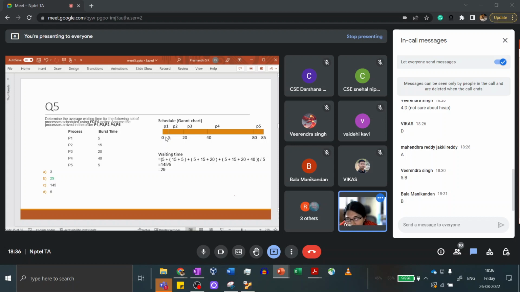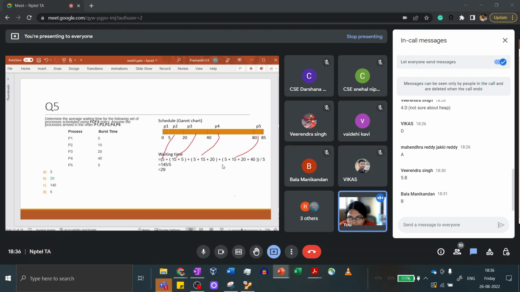So for P1, there is no waiting time because it arrived and it started executing. Whereas for P2, there is a wait time of 5. Okay, so this 5 is the wait time for P2. Similarly, for P3, it has to wait for P1's execution plus P2's execution, which is 5 plus 15. And for P4, it had to wait for all these three. So 5 plus 15 plus 20. And for P5, it had to wait for all four, 5, 15, 20 and 40. And so this is the waiting time for each of these processes.